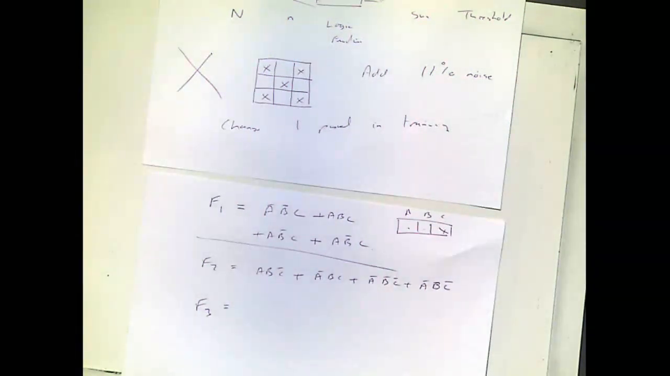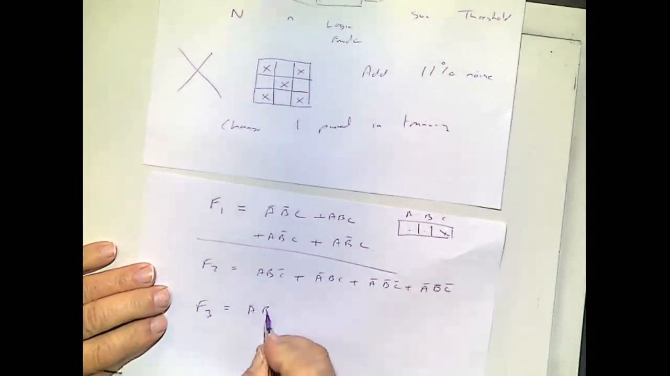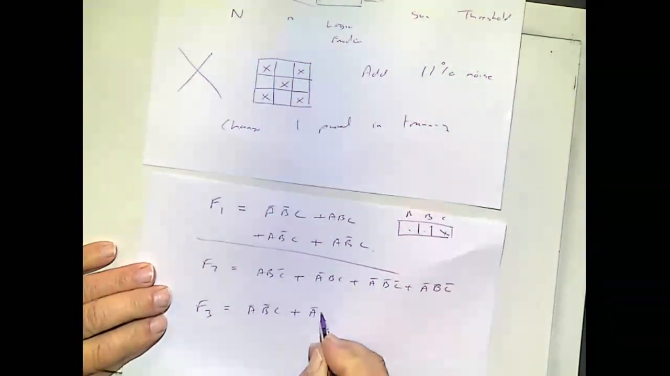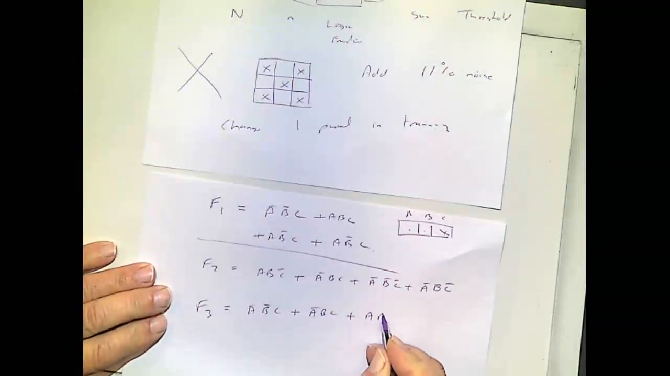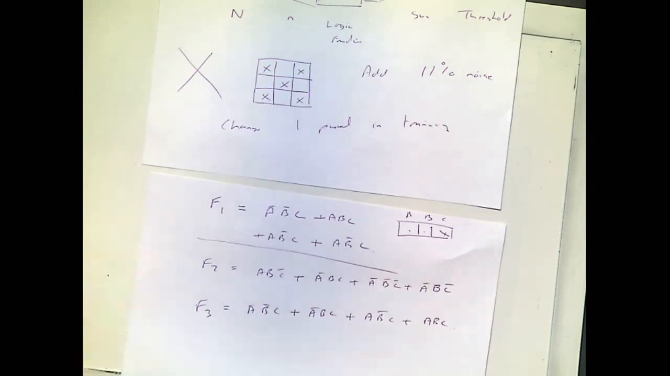F3, back rows. Not A, not B, C, or A, B, C, or not A and B and C, or A and not B and C, or A, B, C. That's about right.